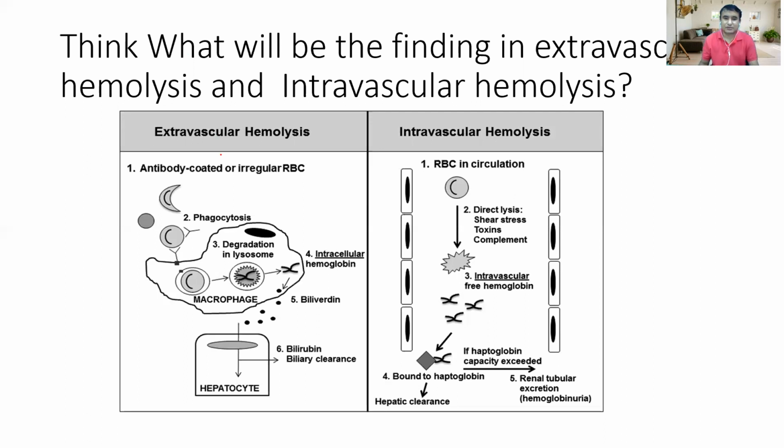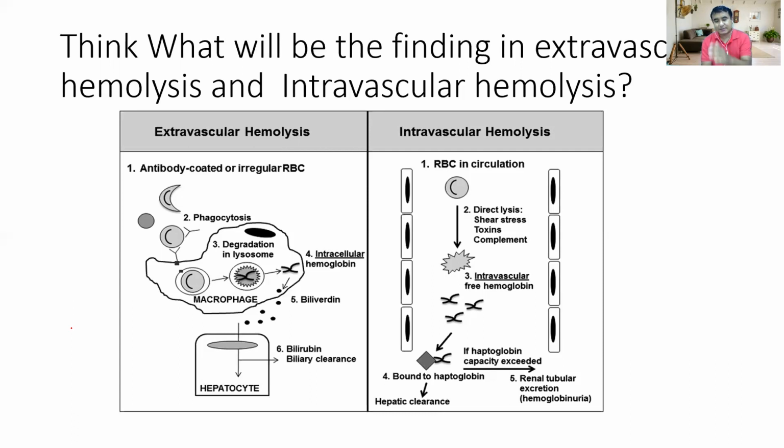In case of extravascular hemolysis, if the size of the RBC is irregular or coated with antibody, these RBCs get lysed in the spleen, and ultimately the bilirubin is formed. That's why in extravascular hemolysis, what we are going to see is a large spleen. And another characteristic is an increase in unconjugated bilirubin. If someone has splenomegaly and an increase in unconjugated bilirubin, then we have to suspect extravascular hemolysis.